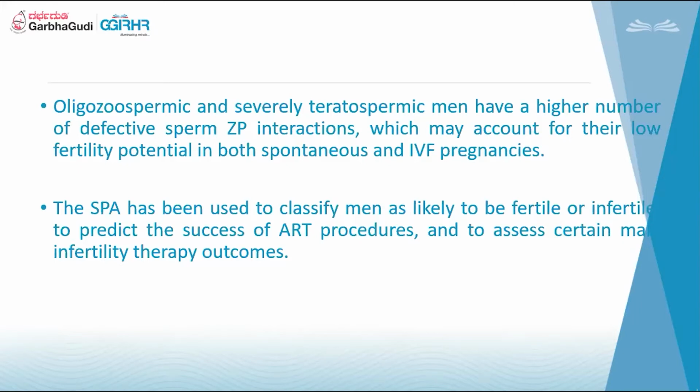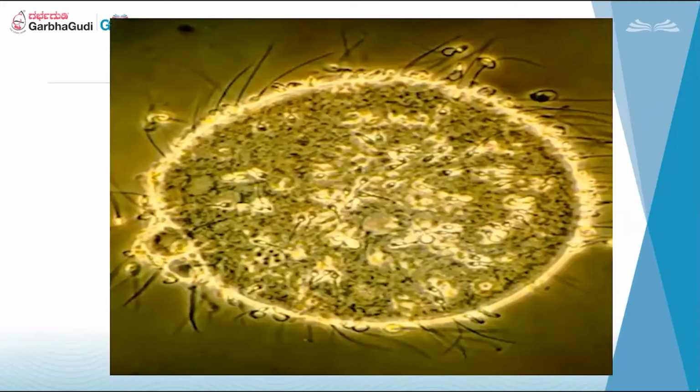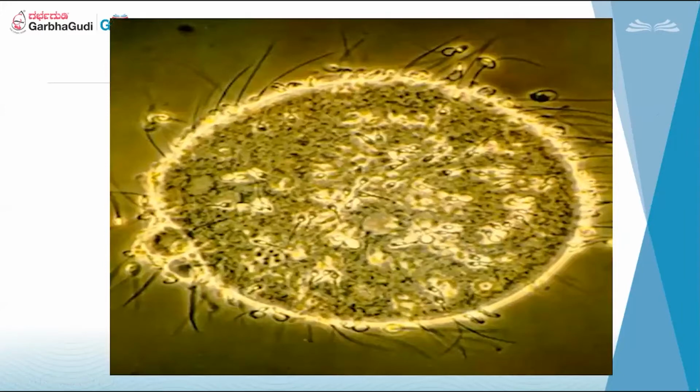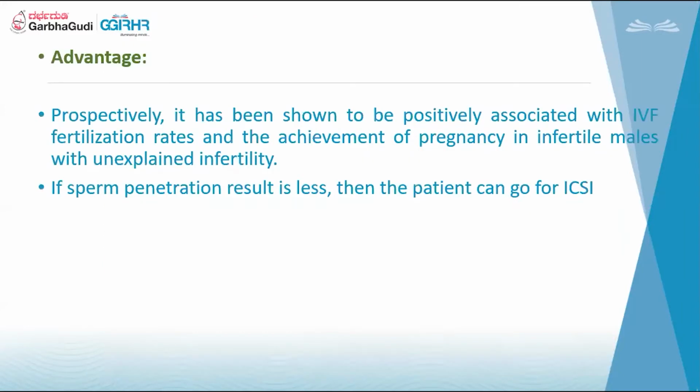So SPA has been used to classify men likely to be fertile or infertile to predict the success rate of ART. This is how they keep the sperms, you can see, on a zona, okay, like any hamster or any guinea pig zona, and then they will see whether it can penetrate inside or not, okay. But this is a very old method, they don't do it now. Okay, we don't perform all this.